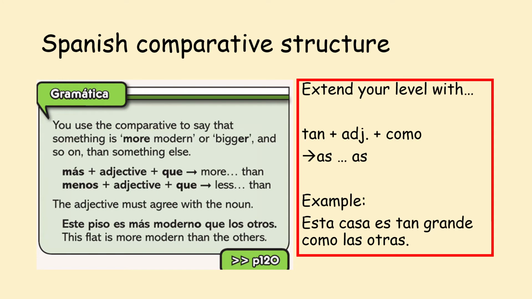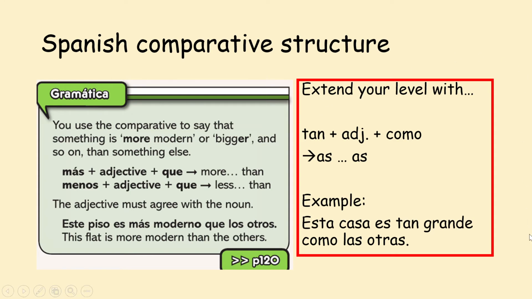These are what our comparative structures would look like in Spanish. So we have más plus adjective plus que to be more than, and to say less than it's exactly the same, we just change it for menos. So with the adjective agreeing with the noun, we have an example here. Este piso es más moderno que los otros. It's moderno because it's piso, masculine singular, and we're saying it's more modern than the others. So más plus the adjective moderno plus que, and then however you want to finish off your sentence.